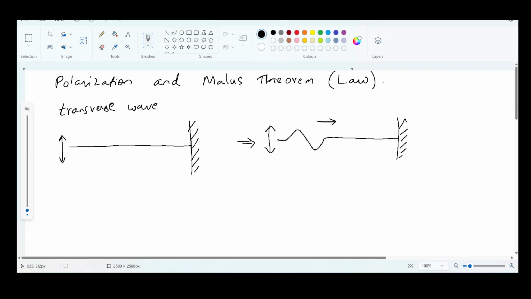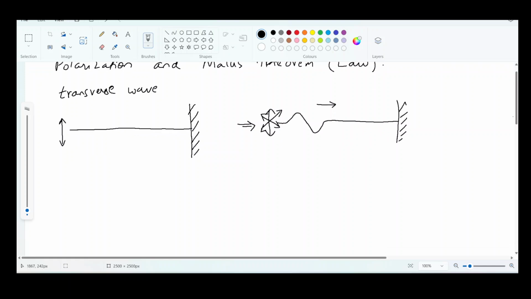Now it is not necessary that you should be moving the string in only one plane. You can vibrate this in numerous other planes also. You can vibrate this in this plane, you can vibrate this in this plane also. So you can vibrate the string in many planes possible. And a wave which is restricted to vibrate in only one plane is called a polarized wave. Okay, so what is a polarized wave? A wave that vibrates in only a specified plane.